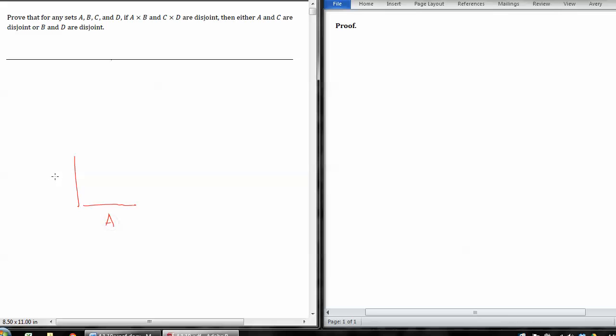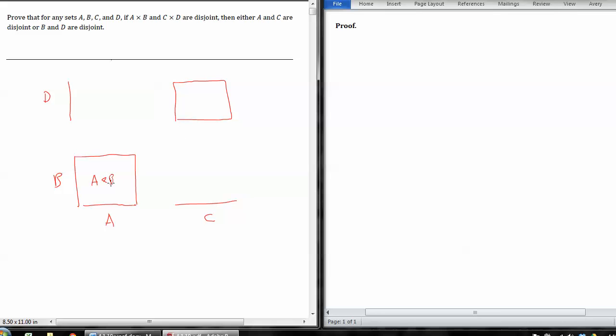a set A and a set B here, whose Cartesian product can be represented by this rectangle, including the interior, and then a C and a D. Okay, so maybe C could be here, and D could be here, and then C times D would be this rectangle. Okay, and indeed I've drawn A times B and C times D so that they're disjoint.